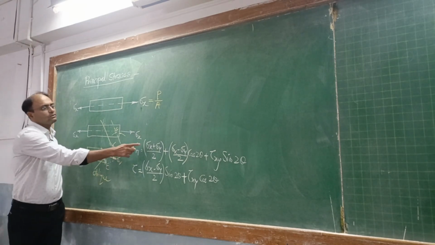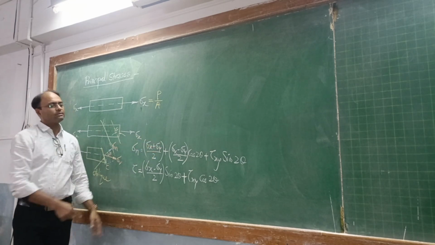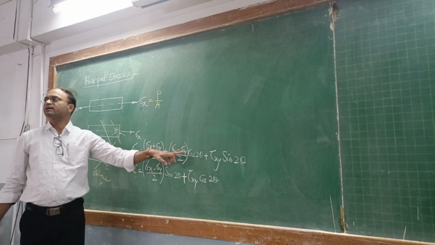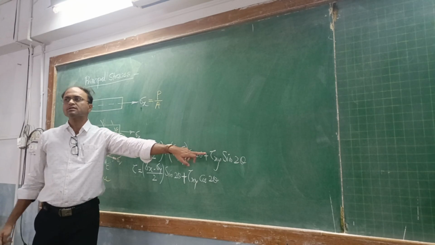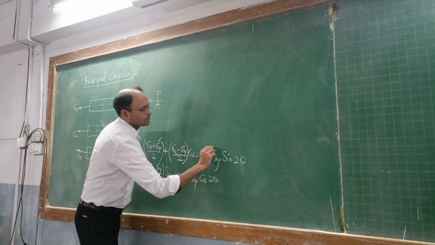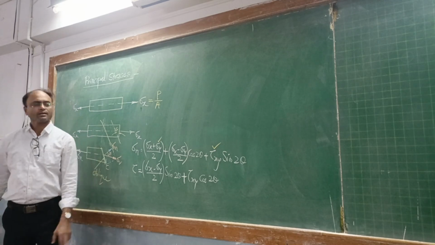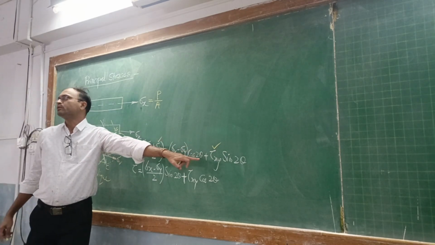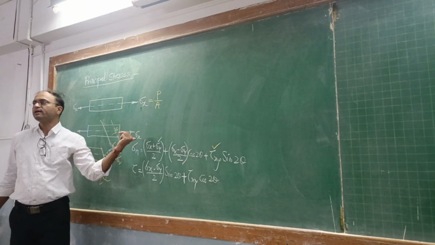So normal stress is given by (sigma x plus sigma y)/2 plus (sigma x minus sigma y)/2 cos 2 theta plus tau xy sin 2 theta. Now here you find that there are two more terms here. Which are they? Sigma y and tau xy. Now what are these two new values?